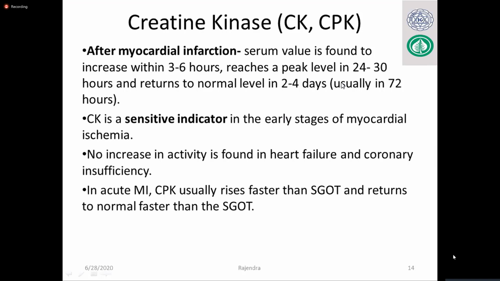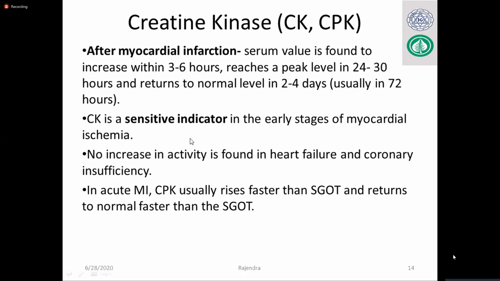It reaches a peak level in 24 to 30 hours. See, a very high amount is produced in 24 to 30 hours and returns to the normal level in 2 to 4 days, usually in 72 hours. That means, suppose a patient has a history of chest pain 12 or 20 hours ago, and now he is in your clinic because he lives very far away from your hospital. At that time you can still measure this, and you will definitely find a very high value of this creatine phosphokinase enzyme if that person has a myocardial infarction.